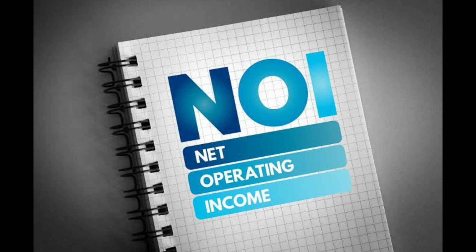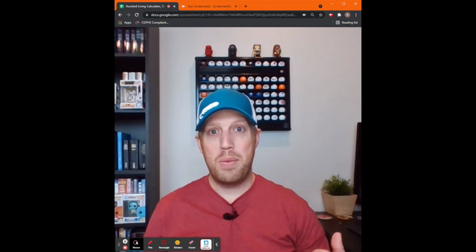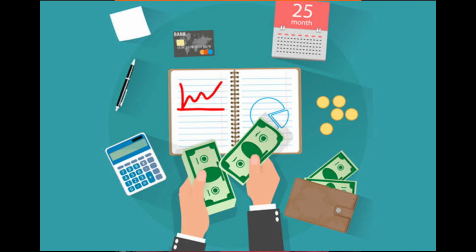The next one is going to be NOI. So what is net operating income, right? I just talked about that as a key part of the component that gives you the cap rate. The NOI is the amount of money that is available after all of the expenses except for interest and taxes.